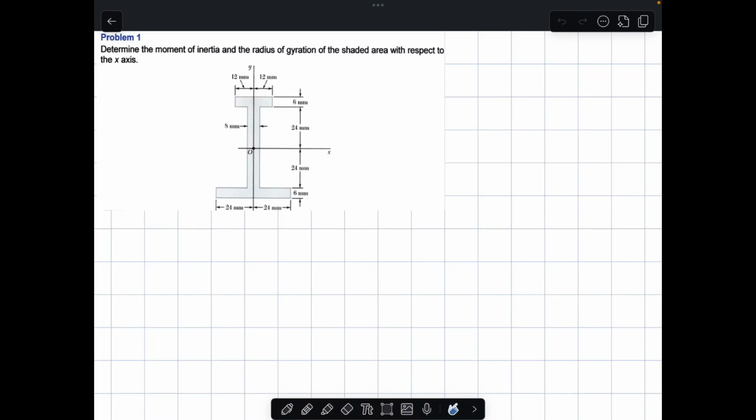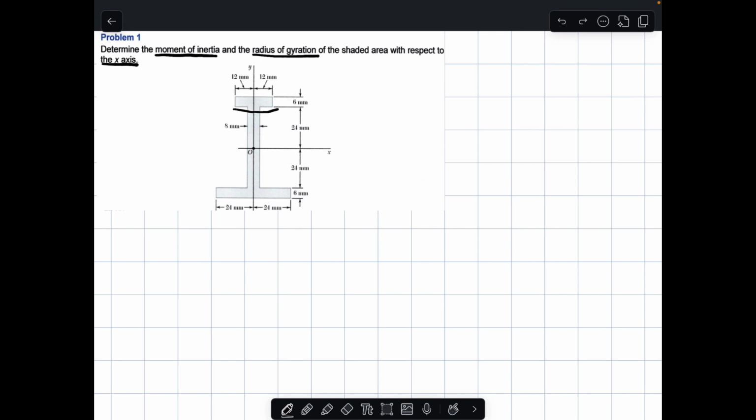All right, so we are given this figure, and we are asked to determine the moment of inertia and the axis of gyration with respect to the x-axis. So the x-axis in this problem is right here. So what we'll have to do is divide this figure into a few shapes.